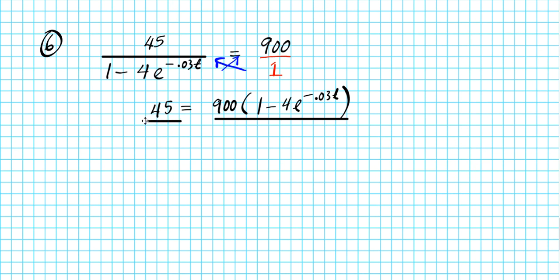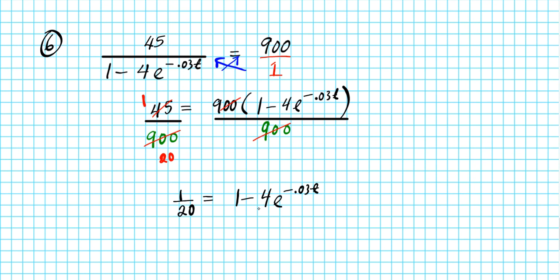So to get this term isolated, we're going to get rid of the 900 first by dividing both sides by 900. On the left side, we can reduce this. 45 goes into 90 twice, so 45 over 900 is 1 over 20. On the right side, the 900s divide out. So we have the result 1 over 20 equals 1 minus 4e to the negative 0.03t.